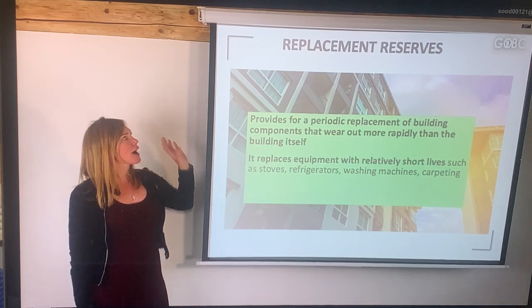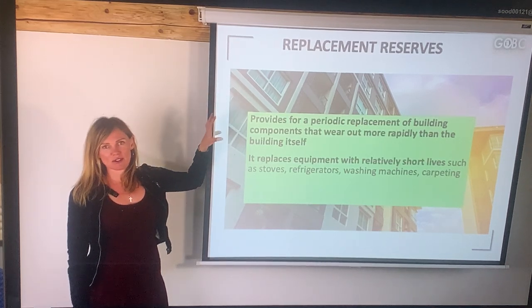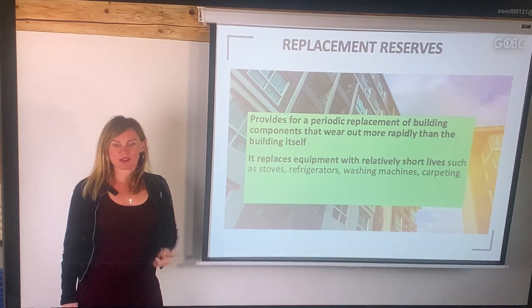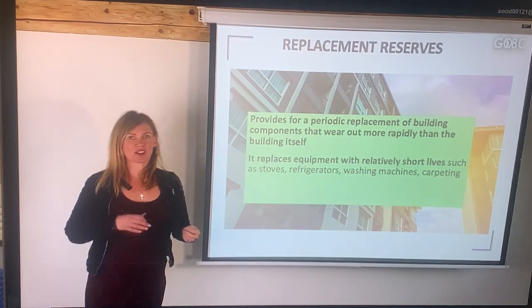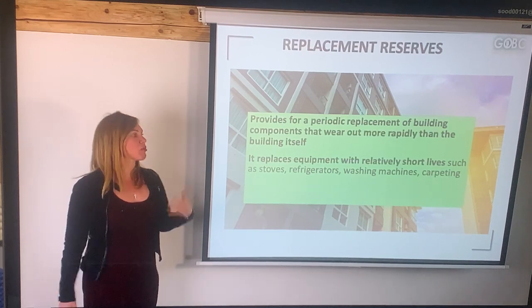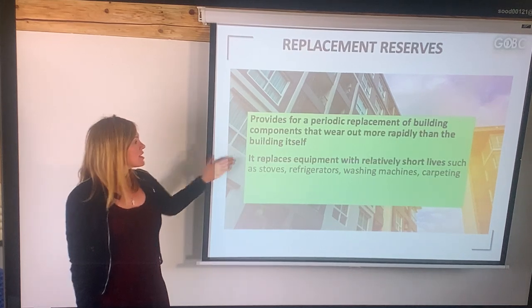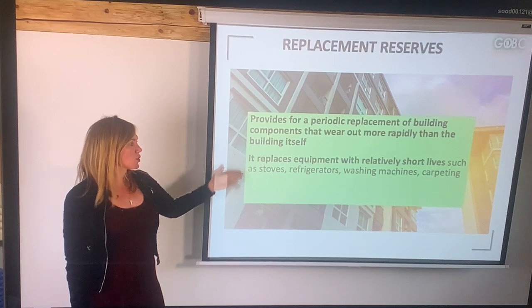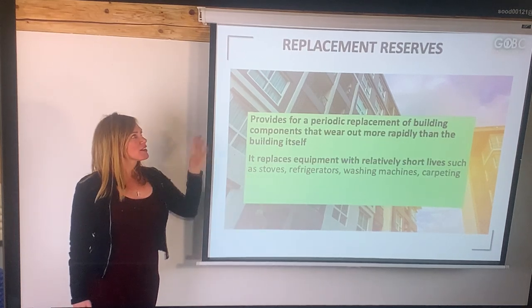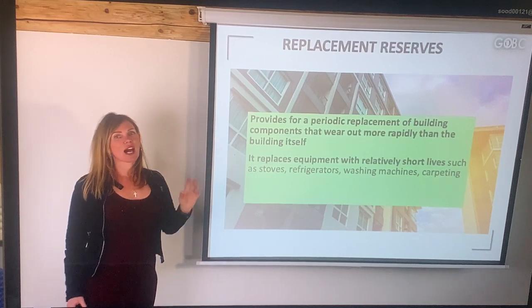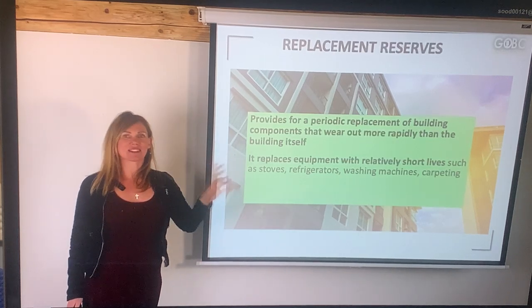So basically, they said you have to have a reserve for your replacements. What usually wears out in the building? Carpets, right? What else? Appliances, like the stoves and the microwaves, or whatever needs to be replaced on a common basis. You replace equipment with a relatively short life, such as stoves, refrigerators, washing machines, carpeting. So all of those things have to be replaced at some point, and they're telling you that if you own one of those rental buildings, you should have the replacement reserve, something that's set aside for you.